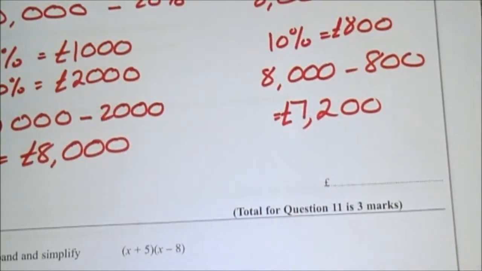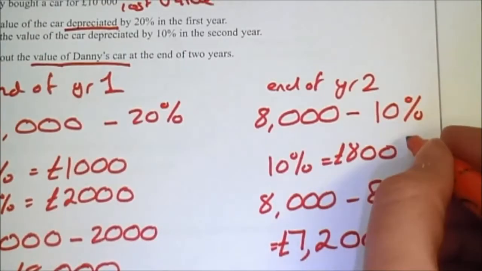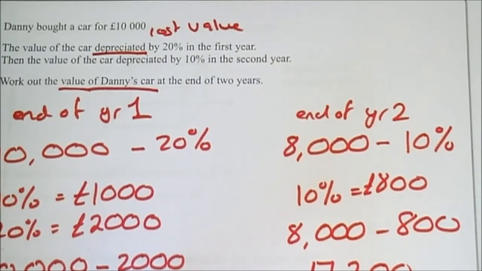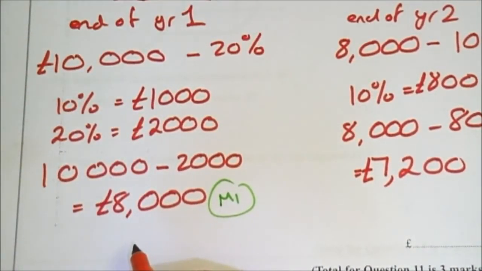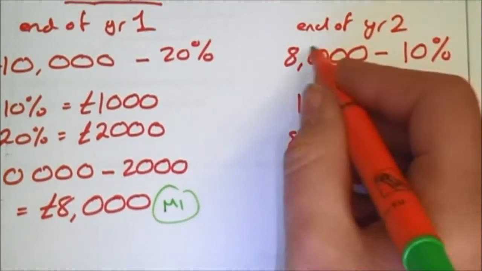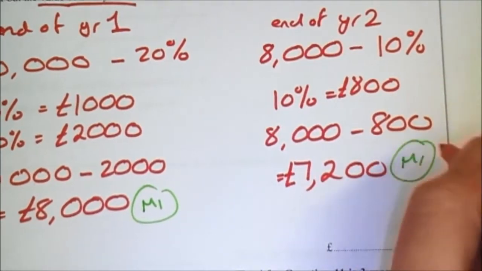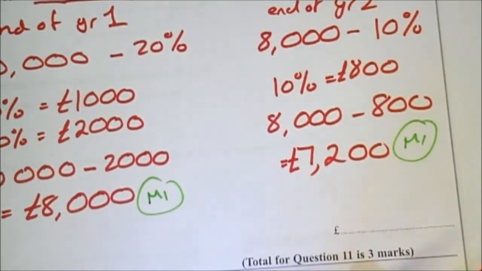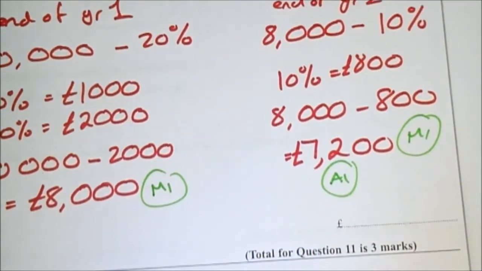Now this was a 3-marker. In order to get the marks for this, you get 1 mark for getting the £8,000 correct. You get 1 mark for then, whatever your answer was there, if you correctly found what 10% off that was. And then you get your 3rd mark for actually getting the right answer.